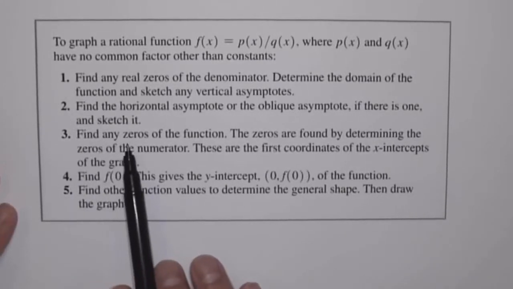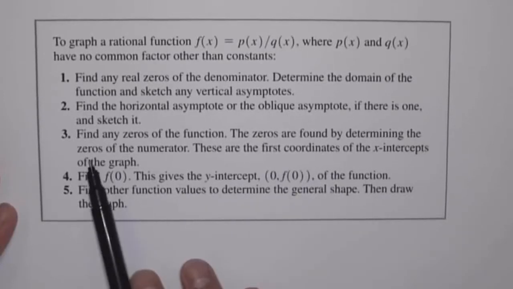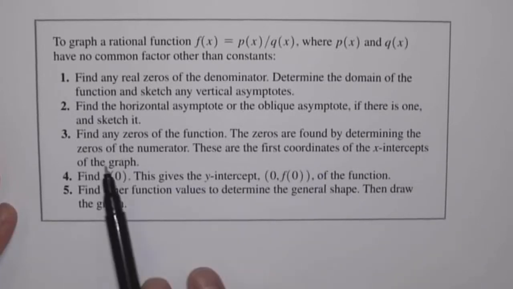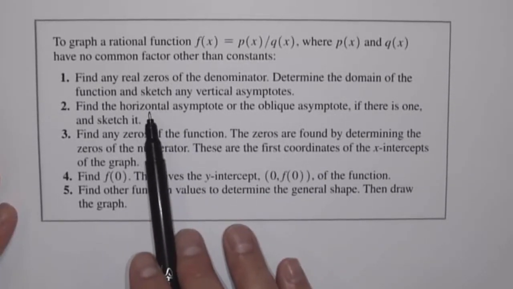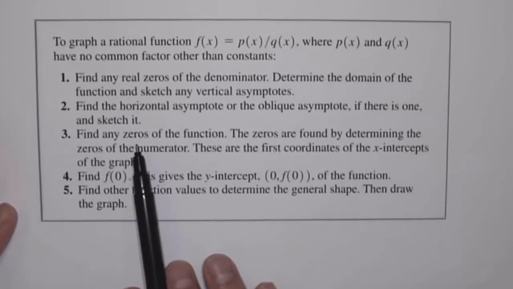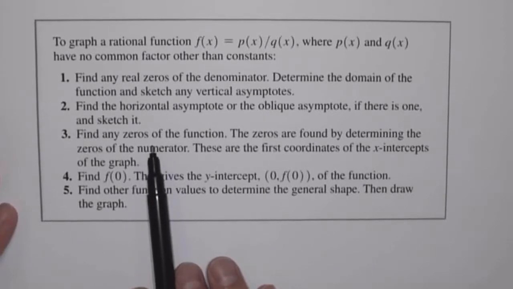3. Find any zeros of the function. The zeros are found by determining the zeros of the numerator. These are the first coordinates of the x-intercepts of the graph. So we found vertical asymptotes, we found horizontal or oblique asymptotes. Now we're finding the x-intercept. And the way that we can do that is by setting the numerator equal to 0.